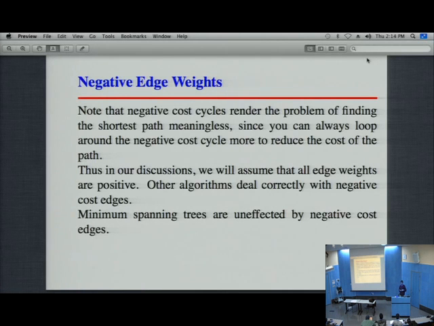Yes? In that example, would adding 5 to all the weights work? Would adding a fixed amount to every edge solve the problem? And I claim the answer is no, and it's no for an interesting reason. So let's maybe go through this, because this is actually kind of interesting.